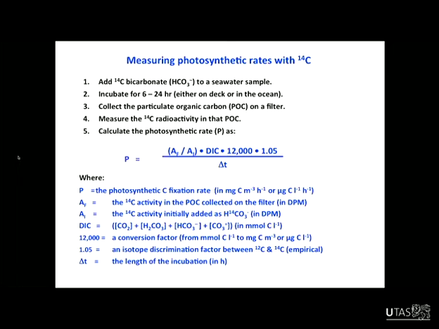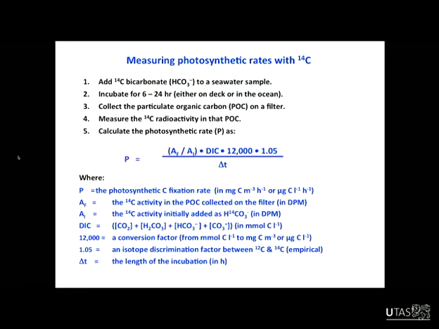And the way that we've been doing this for probably about 60 years now is by tracing the movement of radioactive carbon. So what we do is take a sample of seawater, a couple of 100 mils or maybe a litre. I mentioned before that bicarbonate is probably the most abundant form of carbon in the ocean for photosynthesis. So we can add some radioactive bicarbonate to a water sample, and then track the movement of that radioactive carbon from the dissolved phase, bicarbonate, into the particulate phase. And this is just the equation that we use to do that.